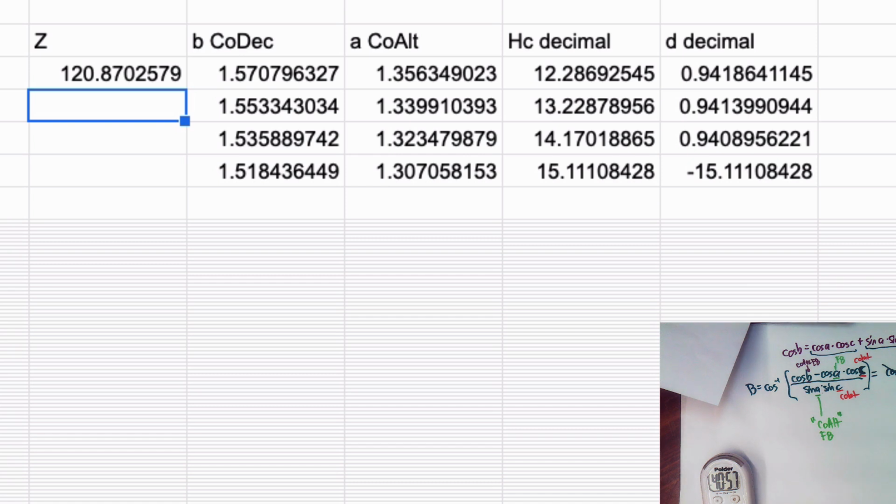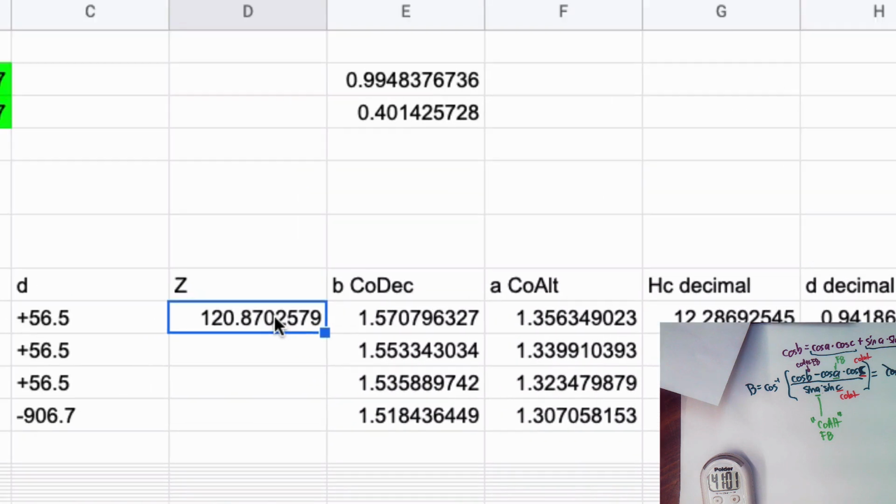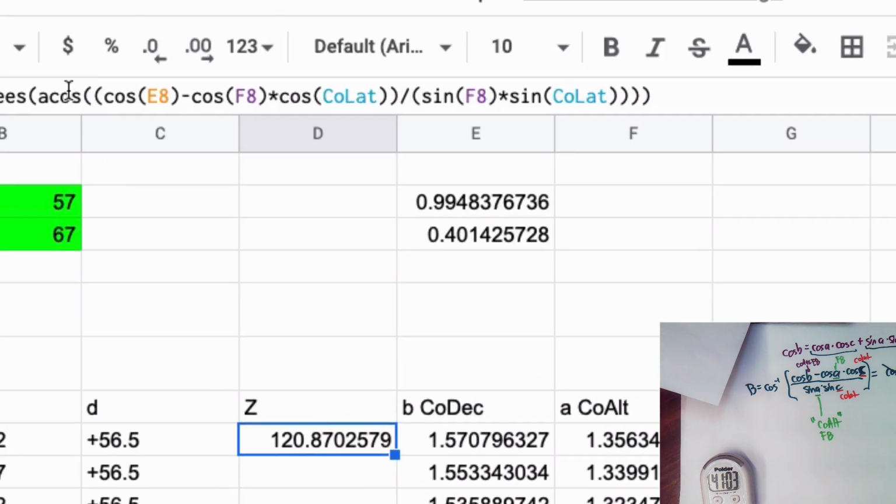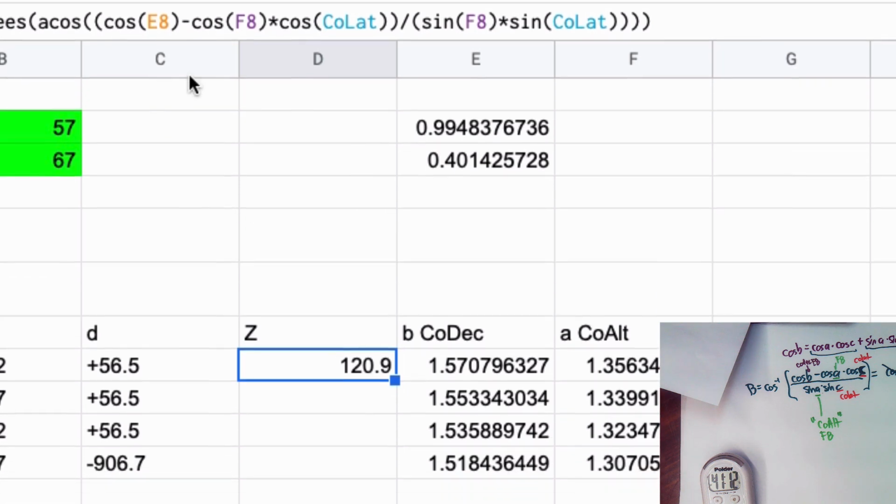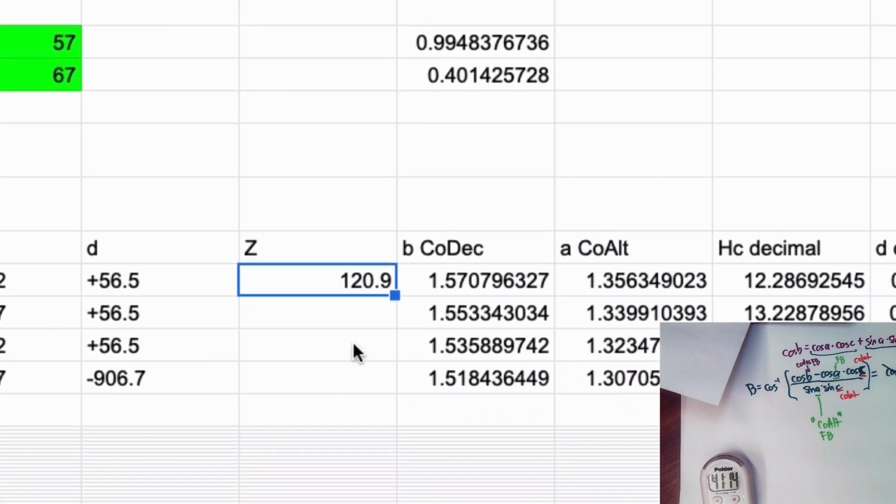Now, should I do some formatting? I think I'm going to do a little bit of formatting. Now this formatting, I'm just going to cheat, and I'm going to use the spreadsheet formatting tools to reduce the number of decimals, because we really don't need to do anything else with Azimuth. Besides that, I can then drag that down. We can see the different versions.